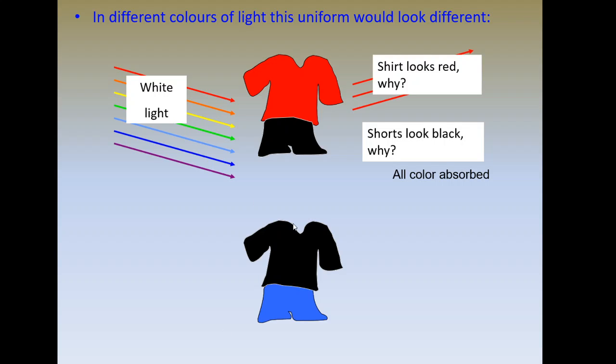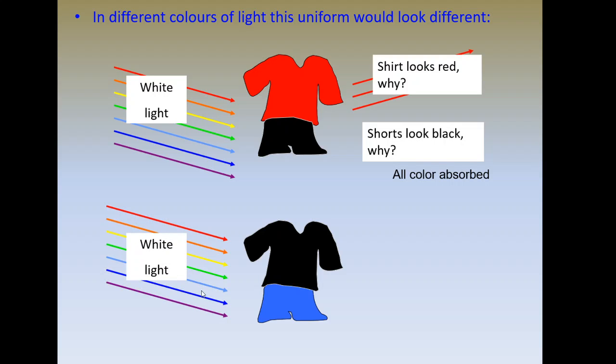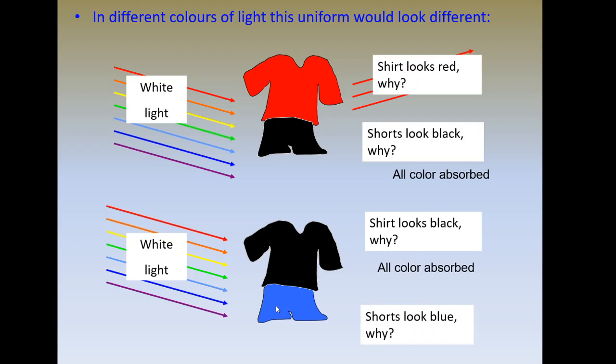All right, again, a black shirt, white light coming in. And once again, why does it look black? Because all the colors are absorbed. How about these shorts? Why are they blue? I'll give you a second. It's because blue light is reflected, while everything else is absorbed. So that is how we see color.